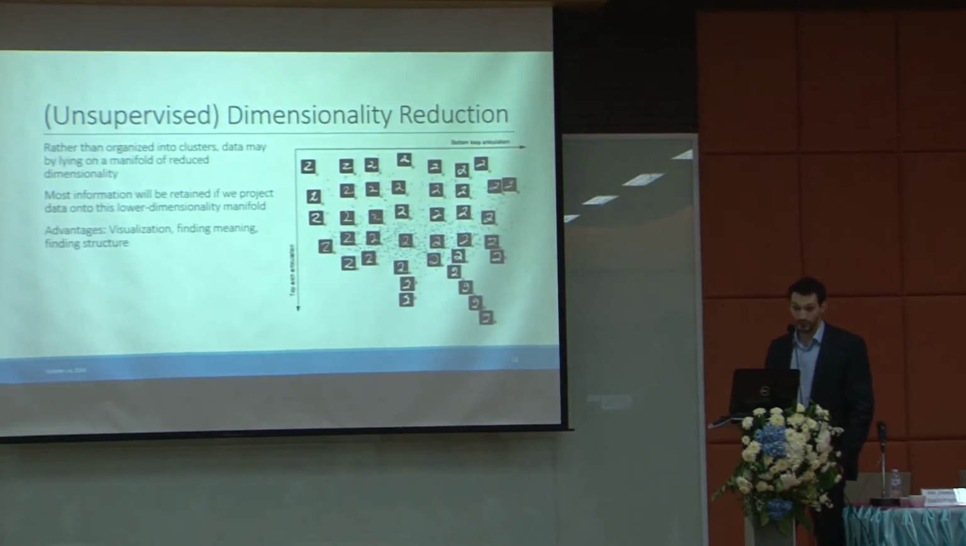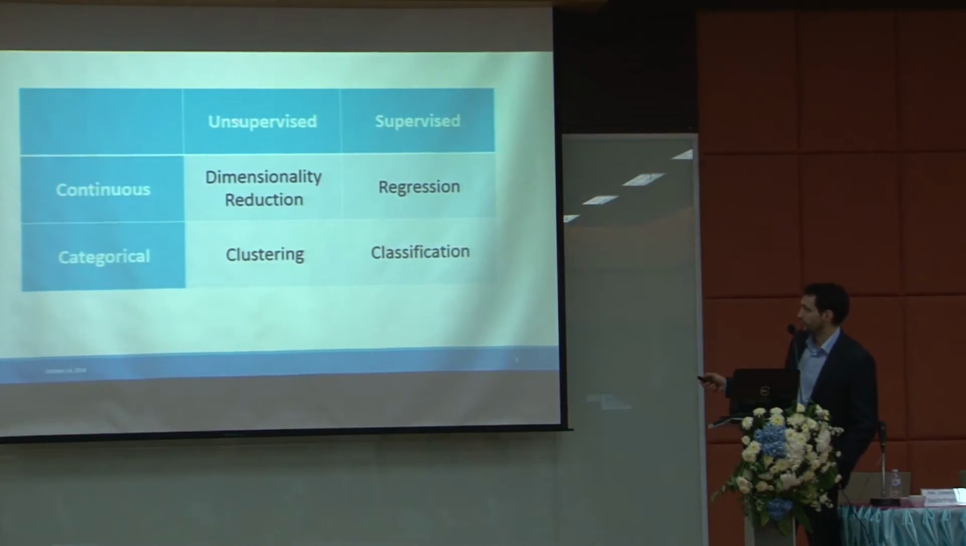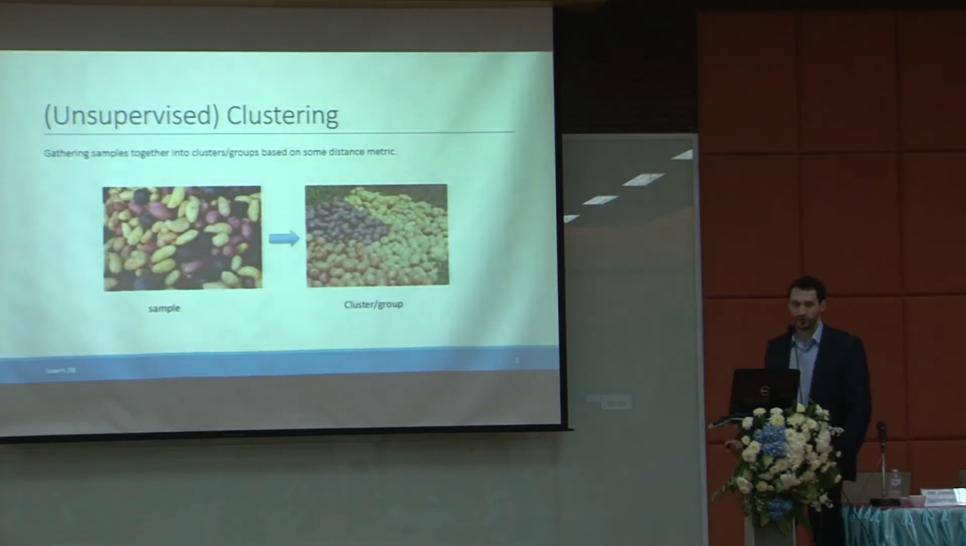And the last one we'll talk about is where you don't have an output and you're trying to predict something that is continuous. So rather than groups, you're going to a real number again, right?